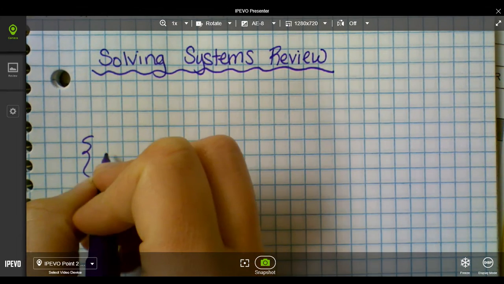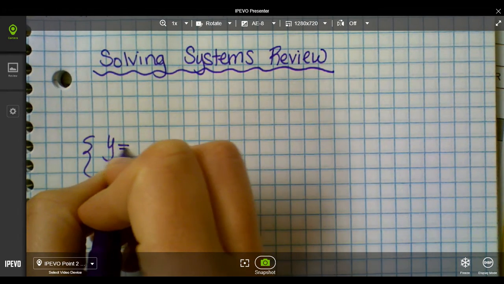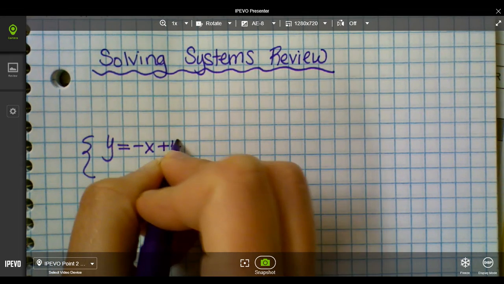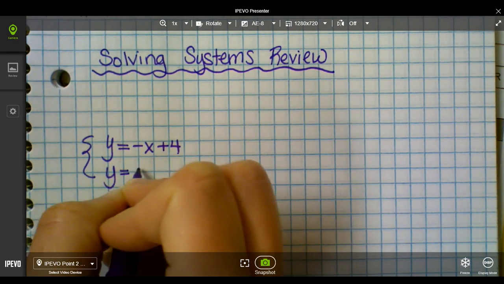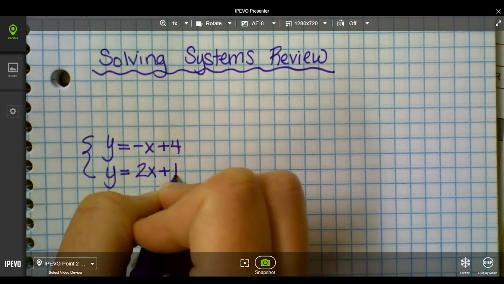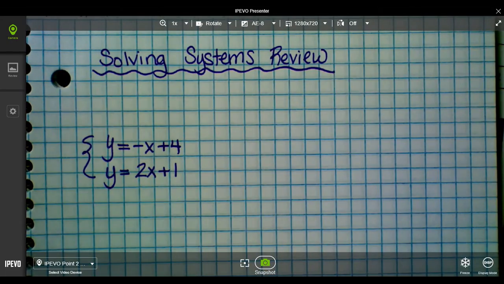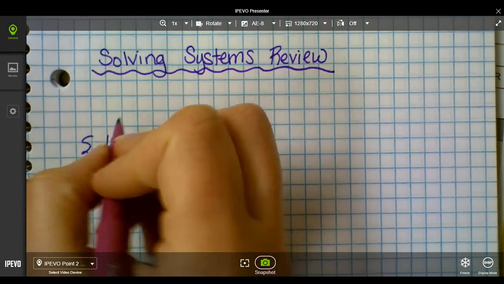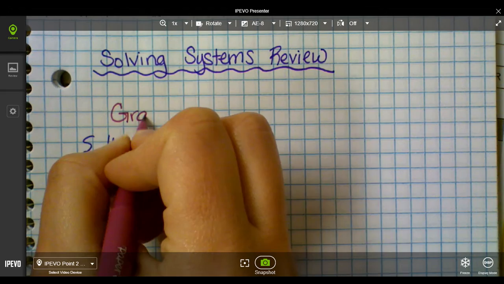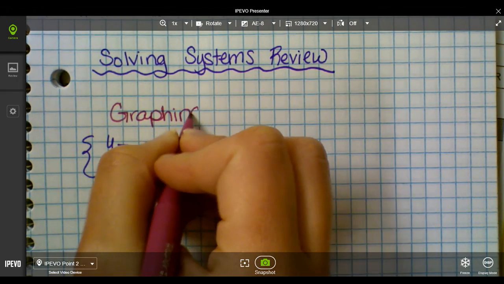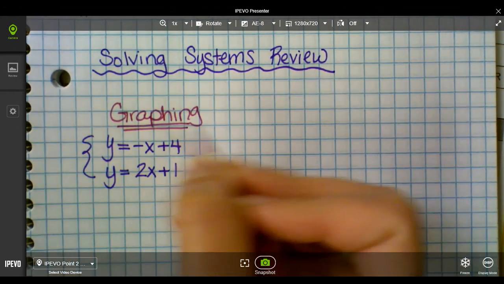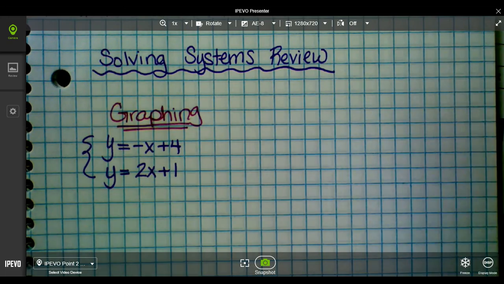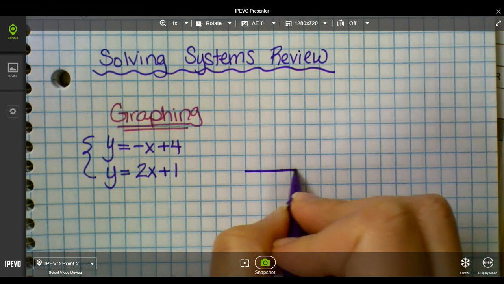So the first system that I give you, y equals negative x plus 4 and y equals 2x plus 1. If they are both in y equals mx plus b form, that means that you're going to want to solve this system through graphing. Okay, so it's probably just easiest to graph these two lines and see where they intersect. So I'm going to draw my coordinate plane over here.